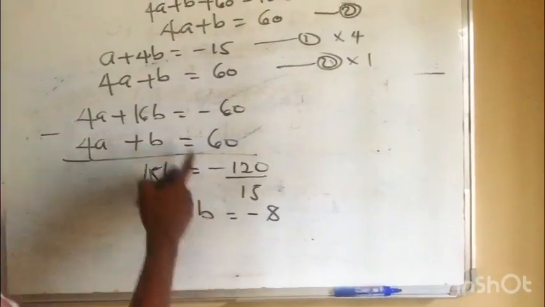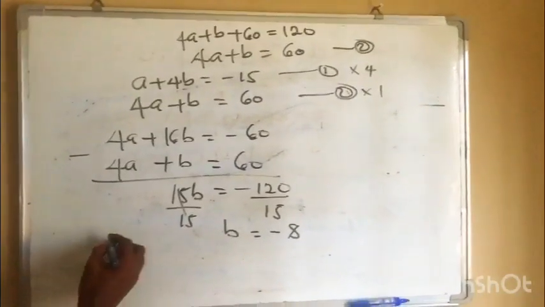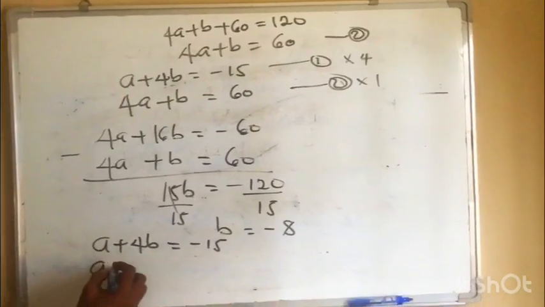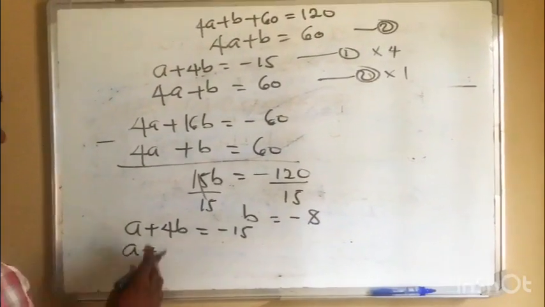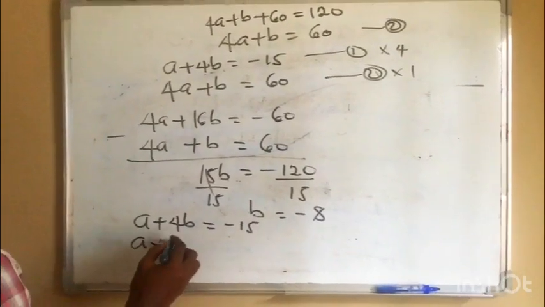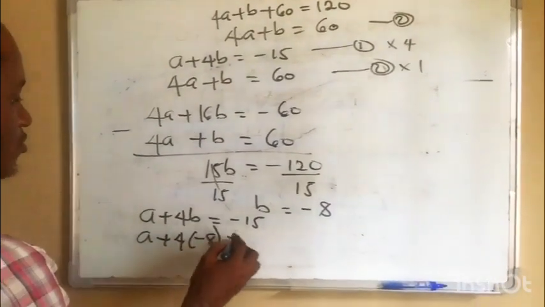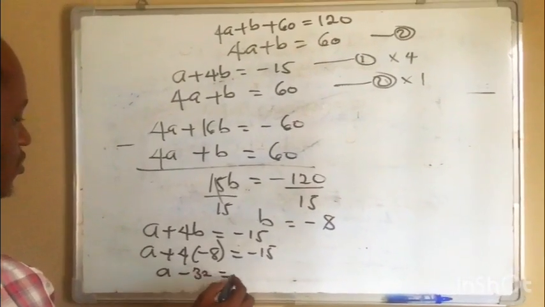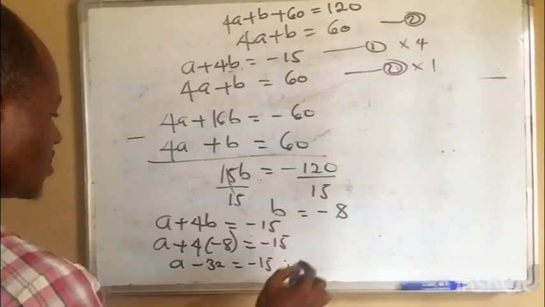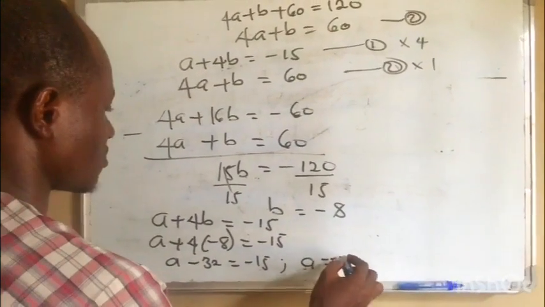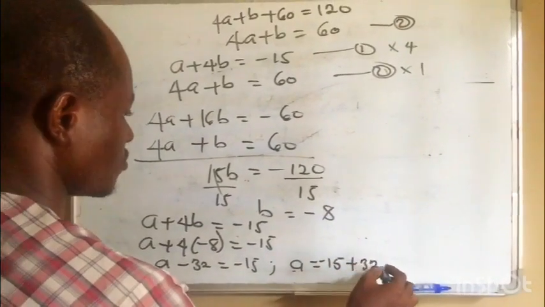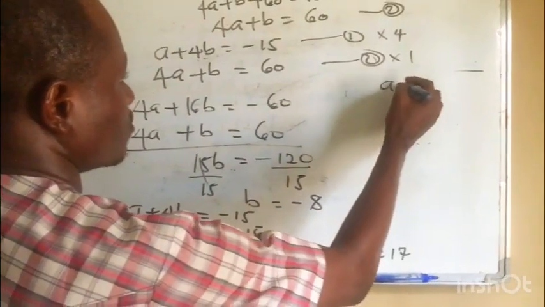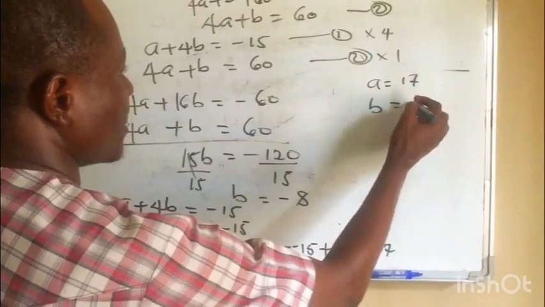Since we know our b, we can use any of the two equations that says a plus 4b equals minus 15. That means a plus 4b, if we substitute our b here, that will be a plus 4 into bracket minus 8 equals minus 15. That will be a minus 32 equals minus 15. From here, you will see that our a equals minus 15 plus 32, and that will give us 17. Now we have our a to be 17 and our b to be minus 8.